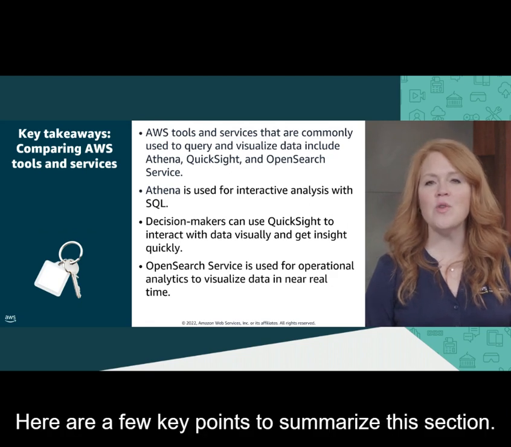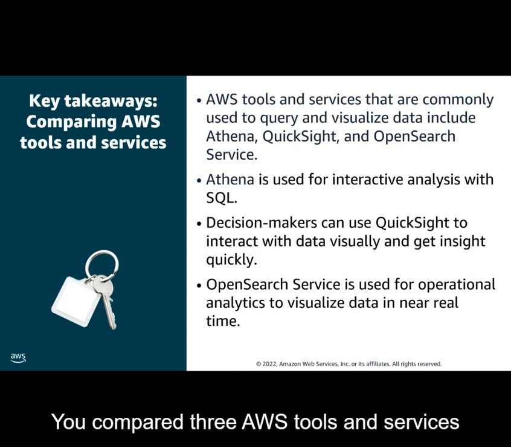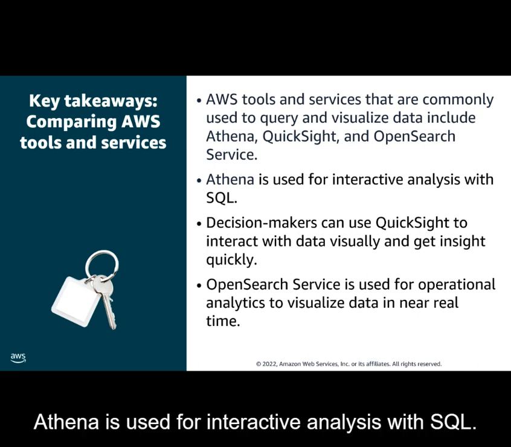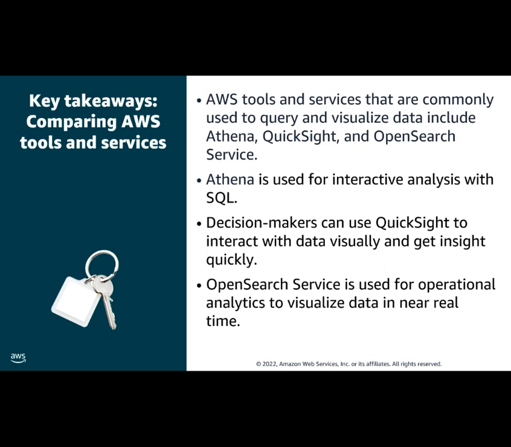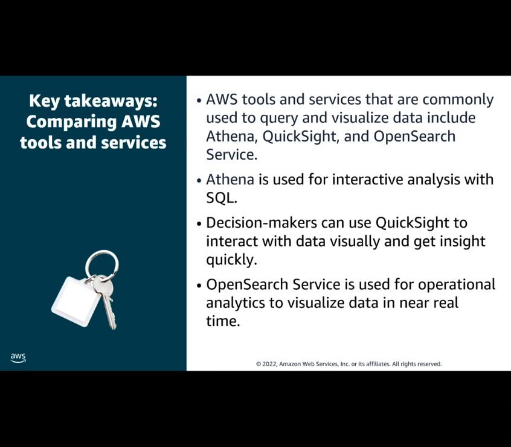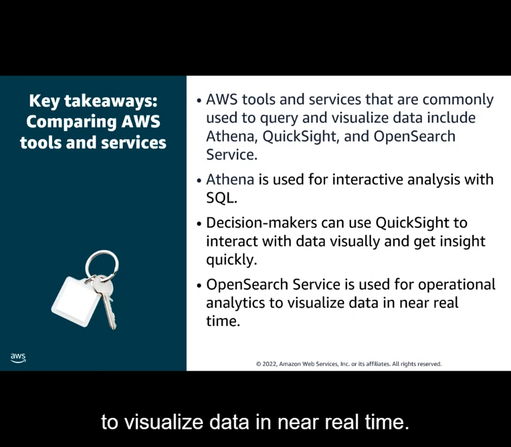Here are a few key points to summarize this section. You compared 3 AWS tools and services that are commonly used to query and visualize data. Athena is used for interactive analysis with SQL. QuickSight is used to interact with data visually and get insight quickly. OpenSearch Service is used for operational analytics to visualize data in near real time.